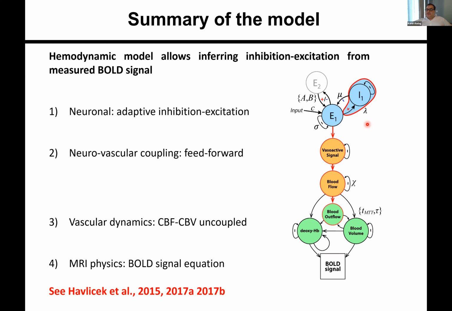But for the future, I think the vascular part and the MRI physics part, I don't see many big changes coming, because we are dealing with a macroscopic signal and we have enough data to be sure that this part is correct. But the neural activity, I think, can be made much more complex, keeping in mind the model has to be invertible. So I think inhibition has a very strong influence. In the current model, it's an indirect influence, but it has a strong influence.